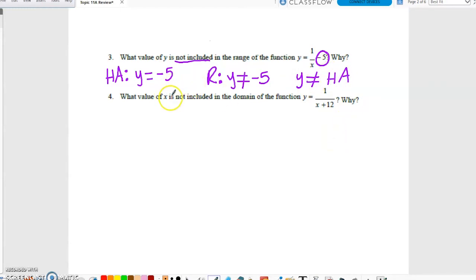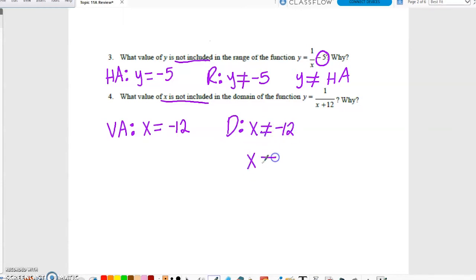Number 4 is asking the same idea, except it's asking for the x value not included in the domain. And the function on this one is y equals 1 over x plus 12. So again, I know vertical asymptote is going to be x equals negative 12 because you have to flip the sign. And so that means my domain is going to be x cannot equal negative 12 because x can't equal my vertical asymptote. Again, your asymptote is a barrier that your graph cannot cross or touch.